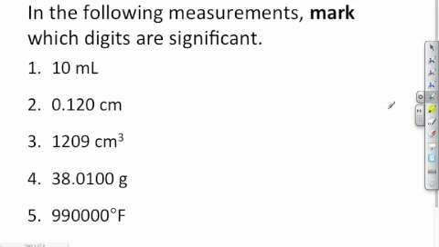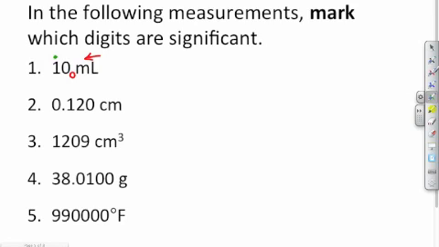Alright, so let's start with number 1, 10 milliliters. Okay, one thing I want you to notice is that there is no decimal here with this 10 milliliters. So the decimal is absent. Absent, think A, think Atlantic. I'm going to start on the Atlantic side of this number, and I'm going to move across, going towards the left. I'm going to move across until I find my first non-zero digit. My first non-zero digit is the 1. This 1 and anything else that comes after it is significant. Well, there's no more digits after that 1, so in this measurement, only the 1 is significant.